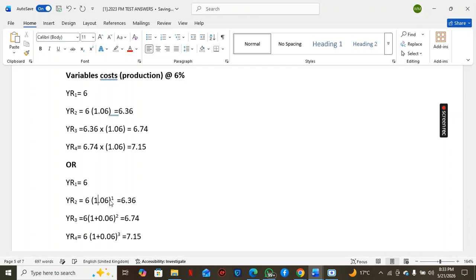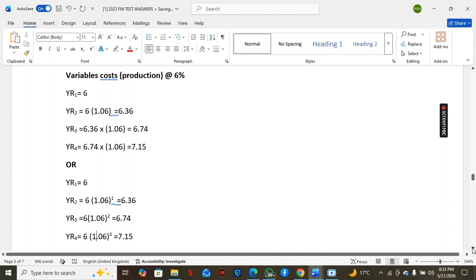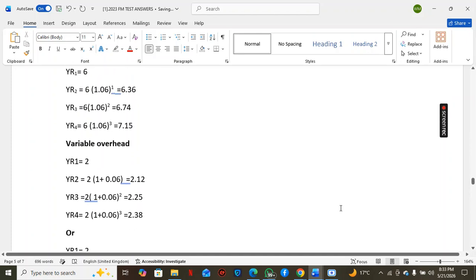Put this in order so that it looks nice. So the variable overheads are increasing by 6%. So in year two, this 2 kwacha increased by 6%.